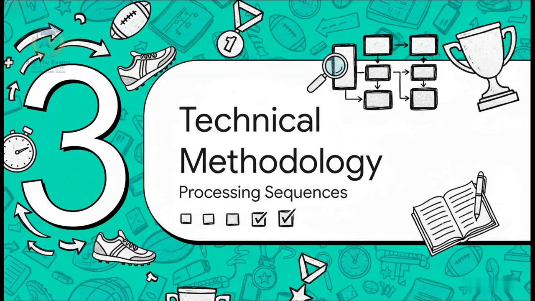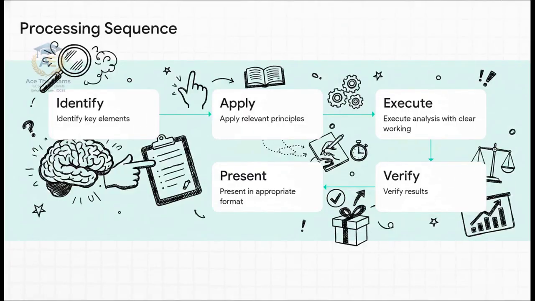Which brings us to Section 3, the technical methodology, and our processing sequences. When you're handed a dense stimulus text about amateur or professional sport, you need a standardized processing sequence. Here is the 5-step blueprint you should literally memorize. 1. Identify the key elements and constraints of the prompt. 2. Apply the relevant syllabus principles. 3. Execute your analysis with clear, logical working. 4. Verify your results to ensure they actually make sense. And 5. Present your argument in the appropriate format.